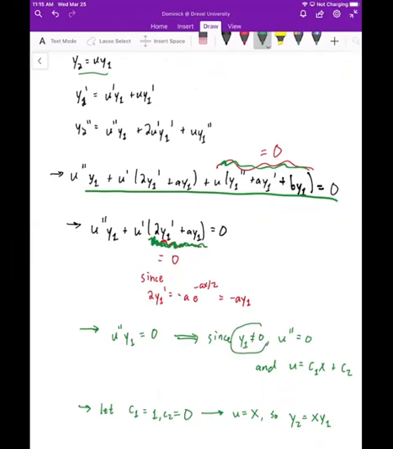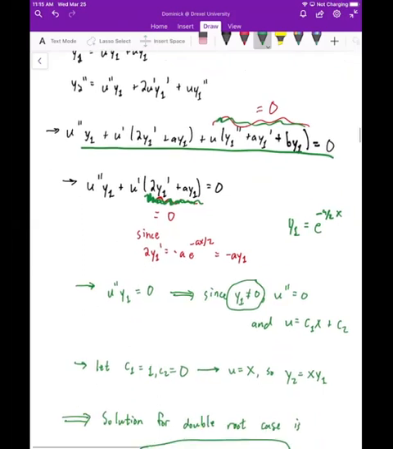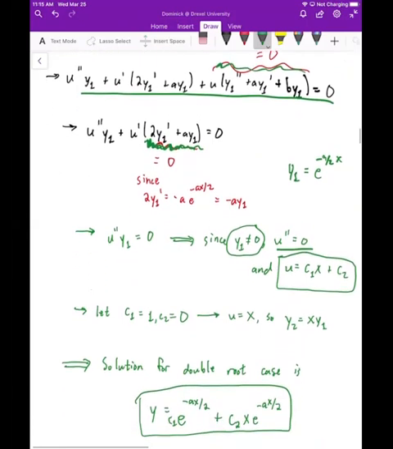And since y1 is e to the minus a/2 x, which is never equal to 0, we can conclude that u double prime has to be 0. And then if you integrate twice, you're going to get that u is equal to a constant times x plus another constant.